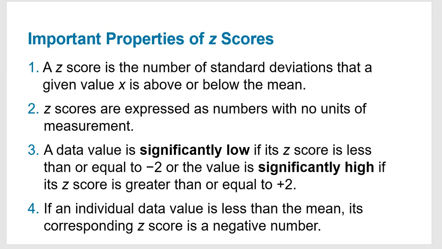And again, number 4 is just a recap. If your data value is below the mean, your z-score must be negative. So if you calculate it and it's not negative, you've done something terribly wrong. So make sure that you're paying attention to where your data value is compared to the mean.